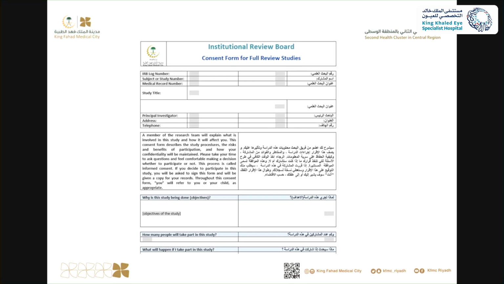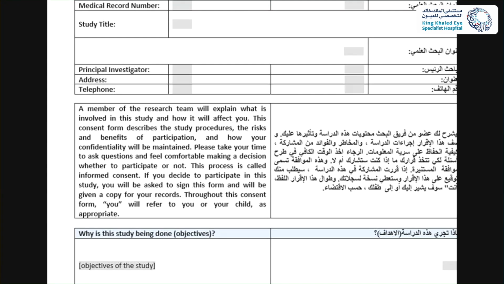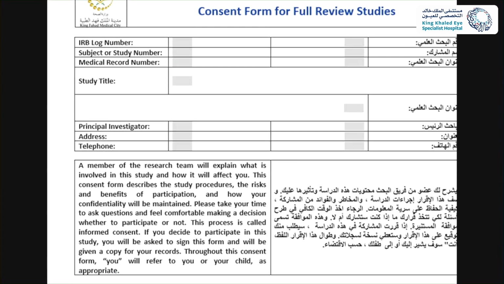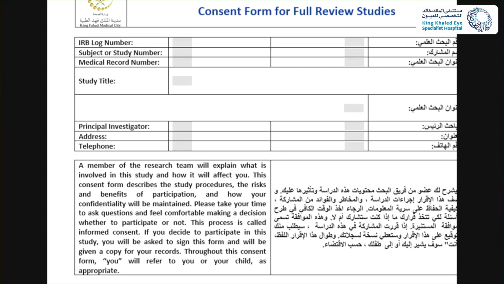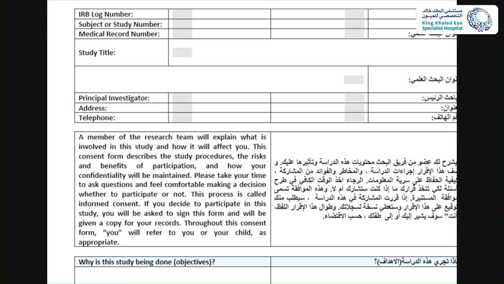If you can see here, just to make it easier. So here we do the IRB log number if there is, before the consent, subject's or study number, medical record number, study title, PI, the principal investigator, the address, and the telephone. And this is a requirement. And many of the times we do return the consent because this is missing.